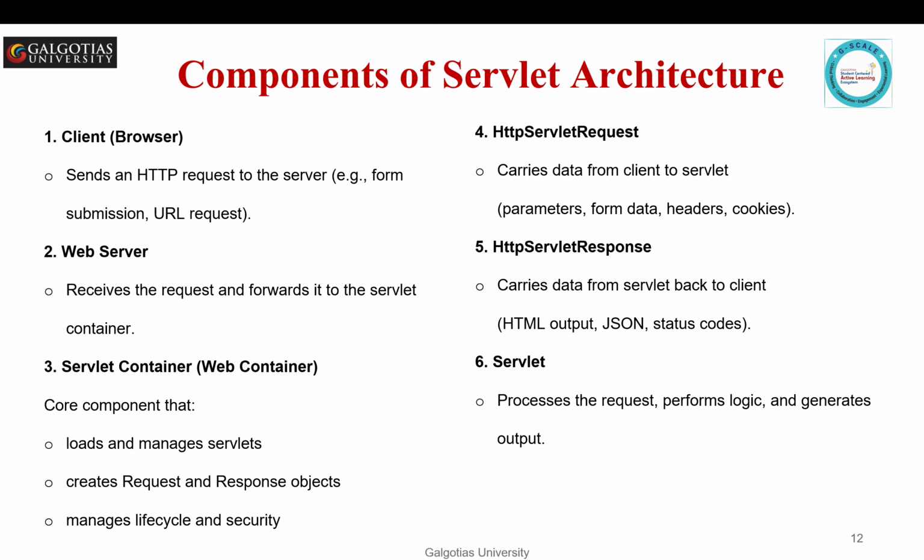Servlet architecture consists of several components. The client, usually a browser, sends an HTTP request. The web server receives this request and forwards it to the servlet container. The servlet container creates HttpServletRequest and HttpServletResponse objects. The servlet processes the request and generates a response, which is then sent back to the client.